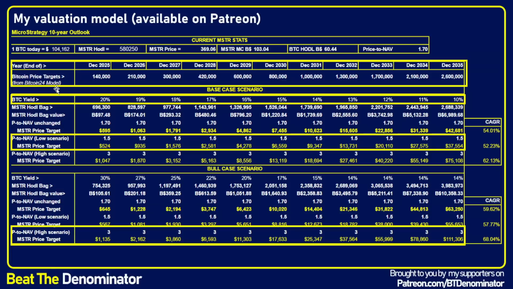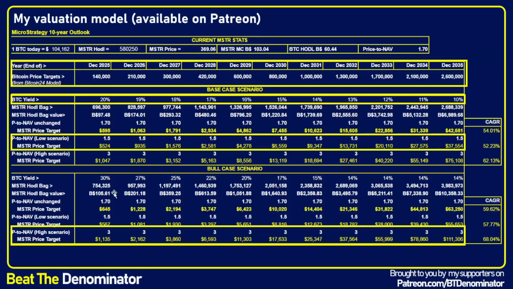This is a model I had published on the Patreon a while back, just updated it. I'm posting it on the Patreon right now. But anyways, let's go to the base case scenario and the bull case scenario. In this model, I used to have a bear case scenario, but that bear case scenario is now a joke. The base case scenario is now the new bear case scenario, if you ask me.